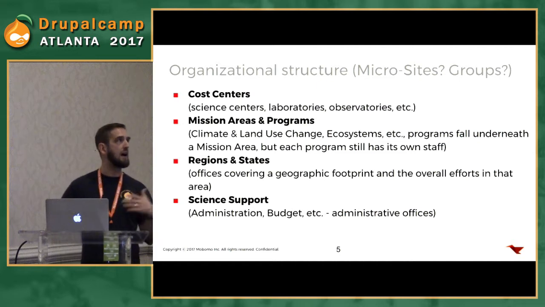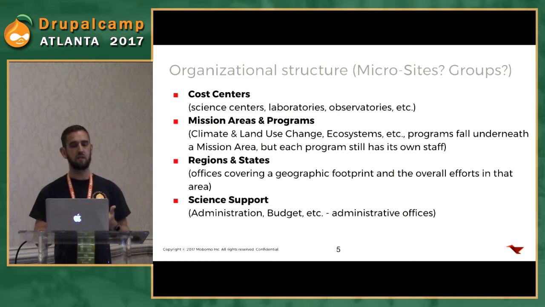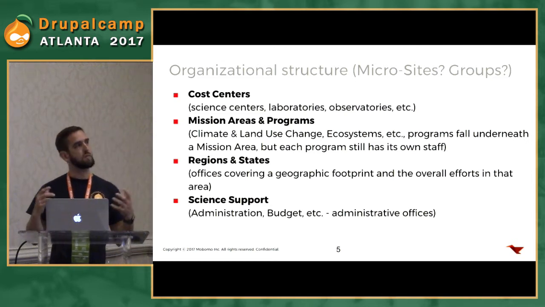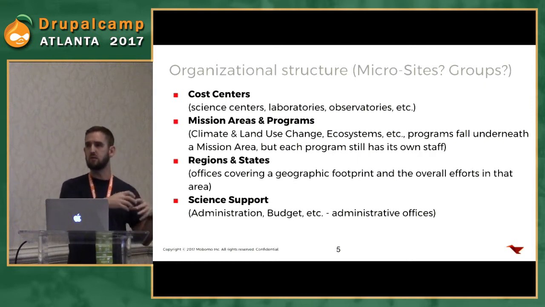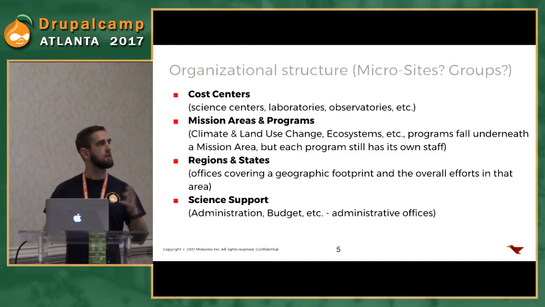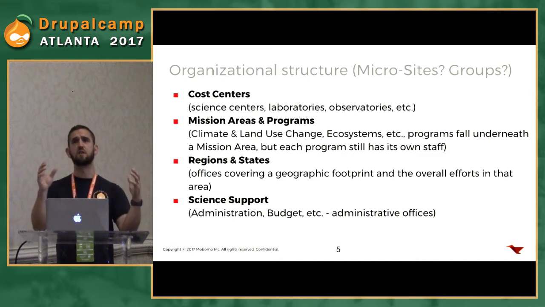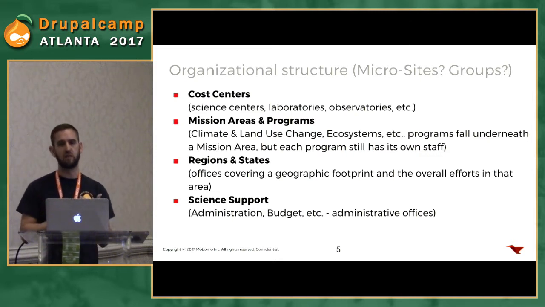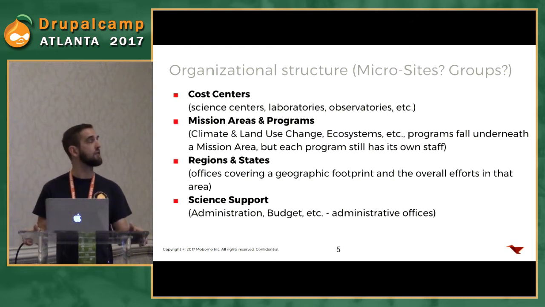So at a higher level, this is the way the USGS is organized. I just put microsites and groups and question marks here at the top. You've got science centers and cost centers, science centers and labs, observatories, different places that study the water in a particular part of the country, whatever. And then you have a higher level of mission areas and programs. You can see the examples there. Those are overarching themes of things that they study, like ecology and natural hazards. There are 11 of them initially.